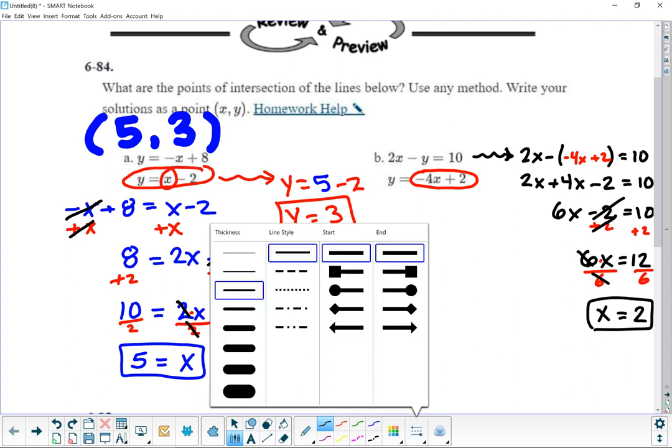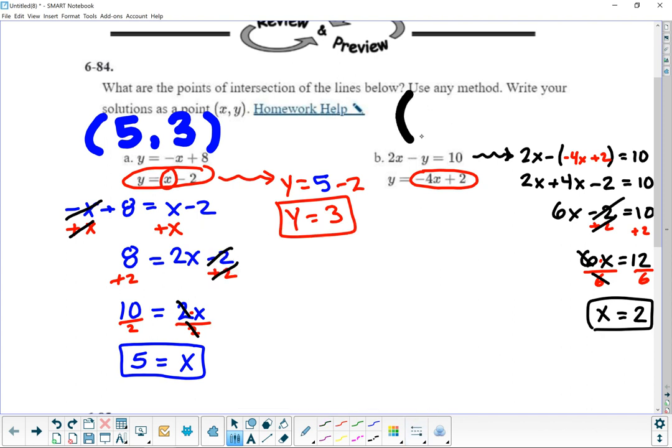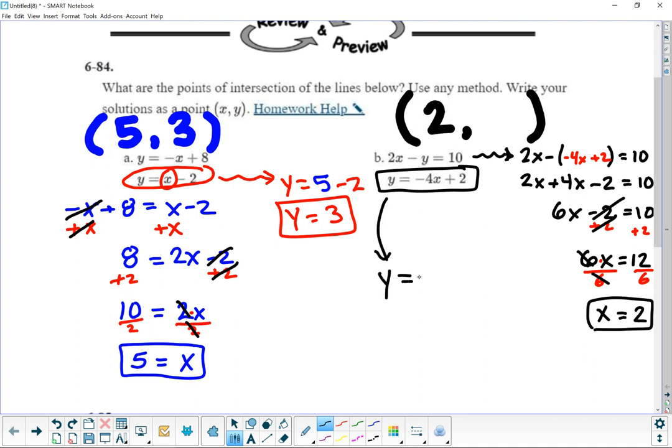Again, that is only half of your answer. The first part of your answer is just 2, comma, and then we don't know what the next part of your answer is. So we're going to have to find y. And lucky for you, y is already given to you. Your equation says y is equal to negative 4x plus 2. So we're going to copy that down: y equals negative 4, and then instead of x, you write in 2, because that's what x is, plus 2.